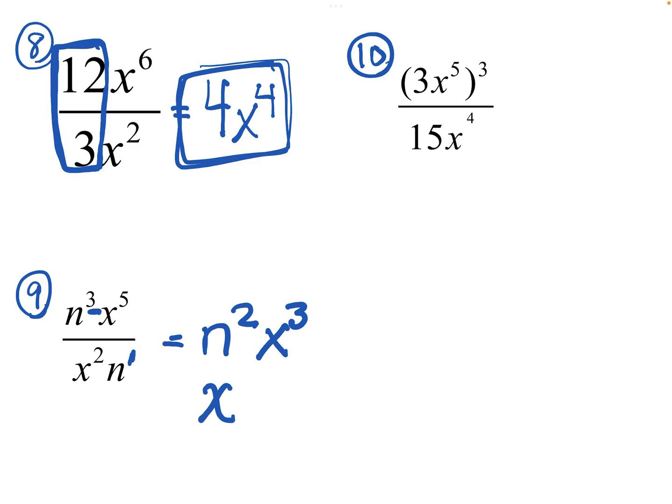Some people always ask, Ms. Kearns, could I write x to the 3rd, n to the 2nd? And the answer to that is, of course. It's the exact same answer. Variables are just in a different order.